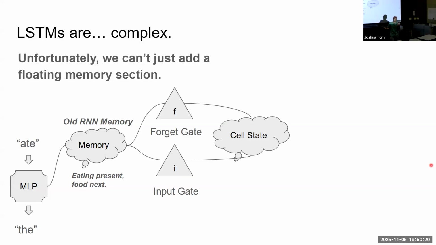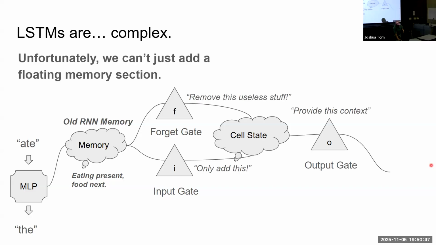So if it's like, we flew across the yard and landed. Okay, we can forget that we flew across. We can forget about the word flying. That's kind of what the forget gate is for. And the input gate could say landed. So, okay, now we add the context that we are grounded. We're still in the yard though. We haven't forgotten that we're in the yard. So that's kind of what that does. Remove useless stuff, only add this.